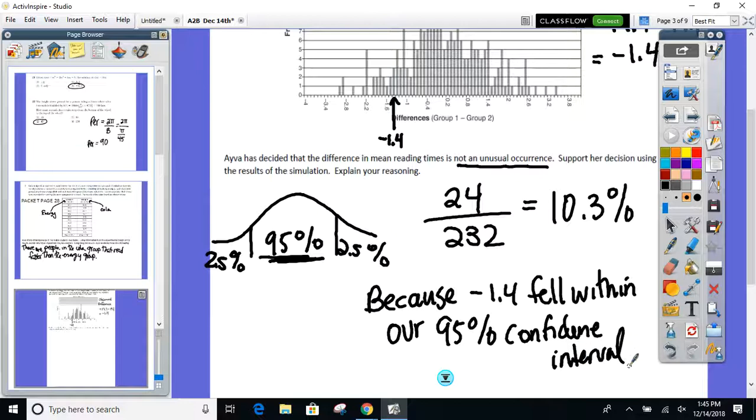And that's what we're going to be doing. You find the difference between the means, look where it is on the simulation, and see if it's in that 2.5% or not. If it is, it's unusual and it worked. If it's not unusual, it's not significant. It's by random chance. It's not going to get any harder. You just have to check if it falls within the confidence interval or not. Questions?